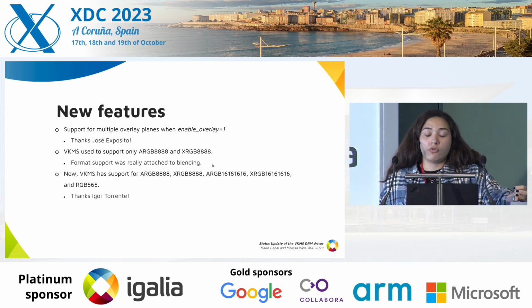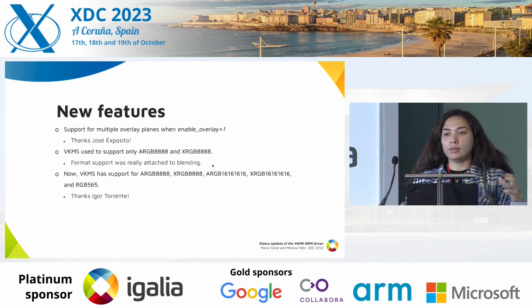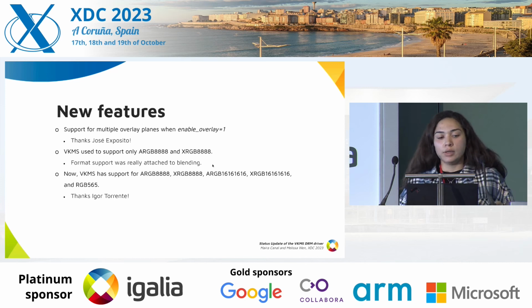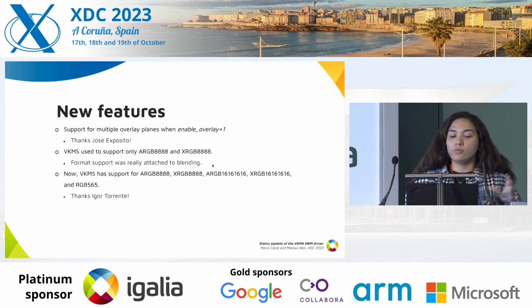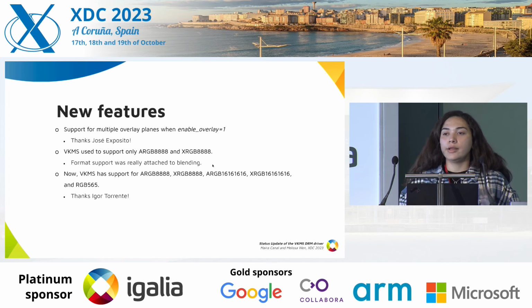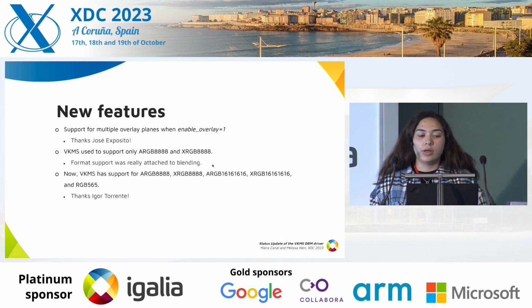And now we have support for 5 formats. We used to have support for only 2 formats because formats were really attached to the composition and blending, like the code was really mixed together. And Igor worked on decoupling those 2 features. And now, in order to add a new format to VKMS, you need only to add a function, which is great because it's much easier. You can only focus on the logic that you need for that format. You don't need to think about changing the composition and blending.